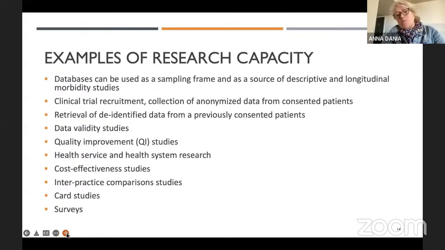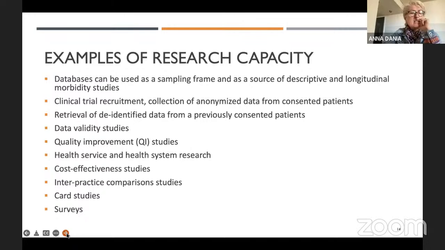The PBRNs, now I'm going to focus for a while on PBRNs only. The PBRNs have research capacity which can enable them to use the database they produce, usually through continuous registration or electronic health record aggregations, to use the data to produce sampling frames and to conduct descriptive or longitudinal morbidity studies.